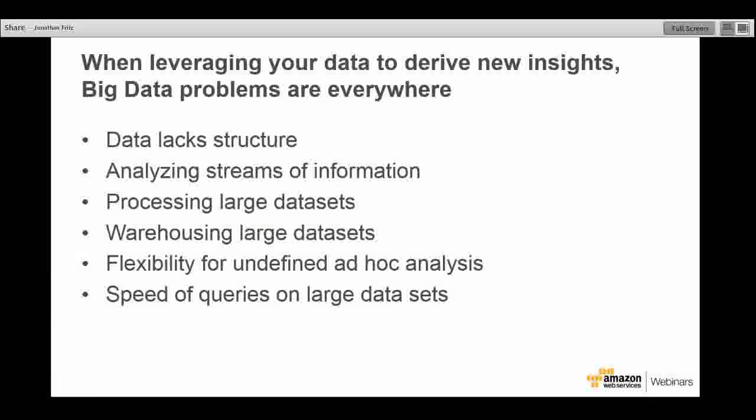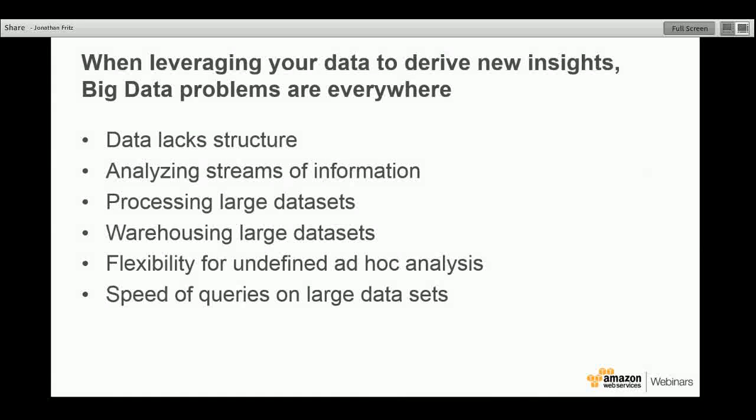Also, data is coming in at a variety of different rates. A lot of data is coming in, say, in streams. How do you process a stream and get real-time insights out of information coming in? Data sets are also getting a lot larger. There's a lot more information out there, with almost everybody's mobile device and a lot of metering things amounting to very, very large data sets that are hard to warehouse and query with traditional tools.